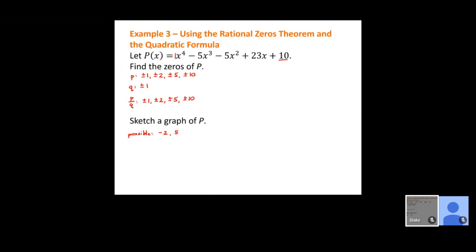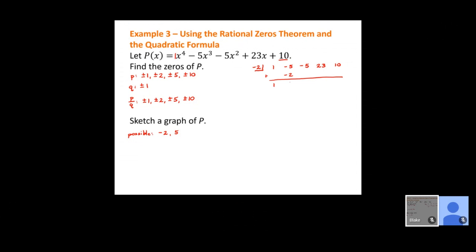All right, so we're going to go with -2 first. Again, list out all of your coefficients. I don't have any missing terms, so it's just going to be 1, -5, -5, 23, and 10. Bring down your 1. 1 times -2 is -2.